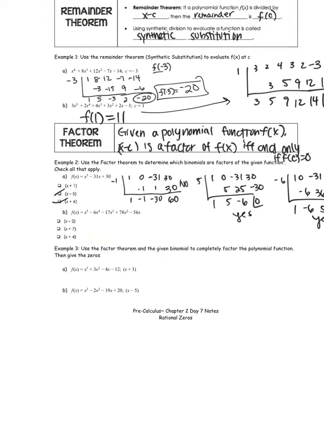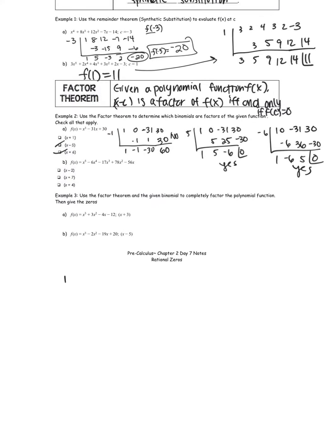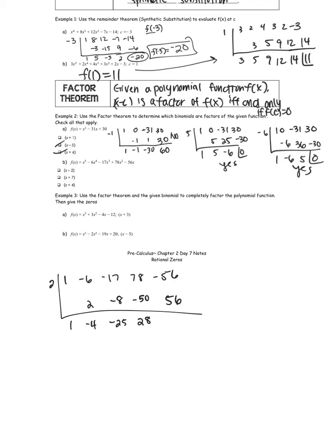Alright, B. I'm going to do B down here. So we got 1, negative 6, negative 17, 78, negative 56. 2, 1, 2, negative 4, negative 8, negative 25, negative 50, positive 28, and then a positive 56, so 0. So that one works. Negative 7. So 7 times 13 gives me 91, minus 17 gives me 74, times negative 17 gives me negative 1,258.